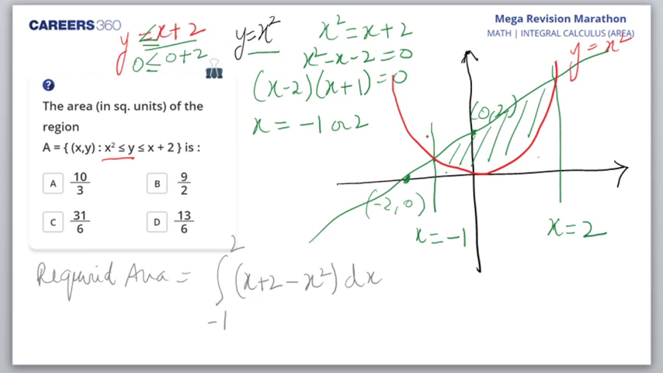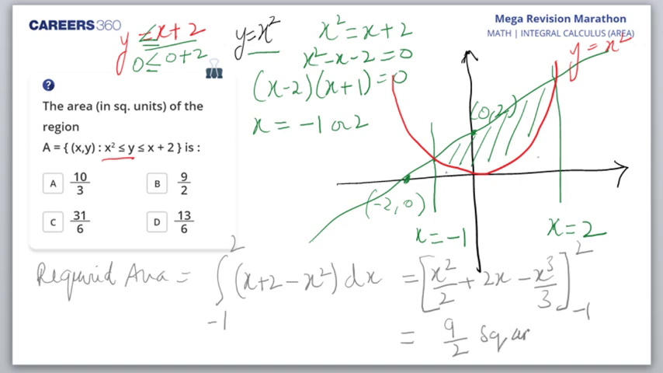So we integrate it. The integration leads me to x square by 2 plus 2x minus x square integration would be x cube by 3. And I put the limits minus 1 to 2. I just fast forward the calculation. First I'll put 2 and then minus the whole thing when I substitute minus 1. I'll get the value as 9 by 2 square units.